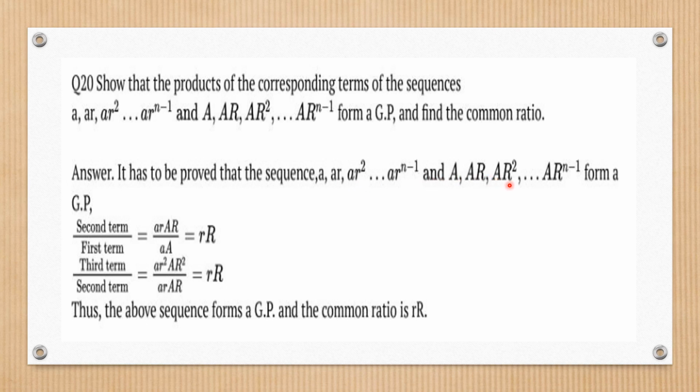The common ratio will be the second term divided by the first. The second term is ar into AR, divided by the first term, which is a into A, and that is rR. Similarly, the third term is ar square into AR square, divided by the previous one, ar into AR, which also gives rR. Thus the above sequence forms a GP and the common ratio is small r into capital R.